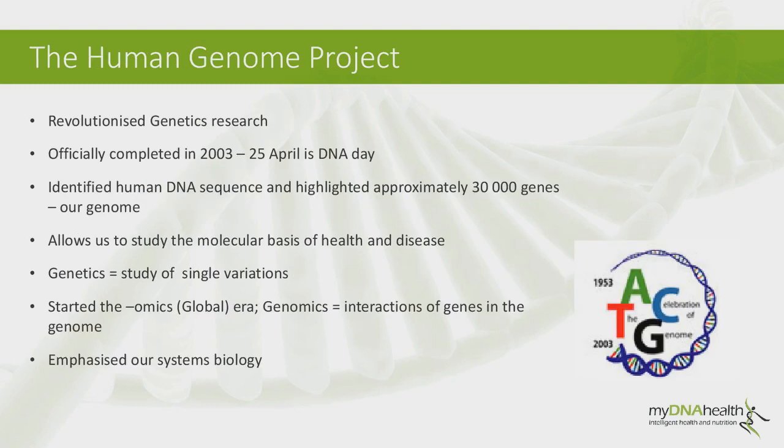So just to expand on the Human Genome Project a little bit, at the time it really revolutionised genetics research, and this is when we were literally looking at the genetics. We were looking at that base pair code. So if you remember, we've got this base pair pairing of A to T and C to G. It was officially completed in 2003. 25th of April is officially DNA Day. They started on that day and finished that day.